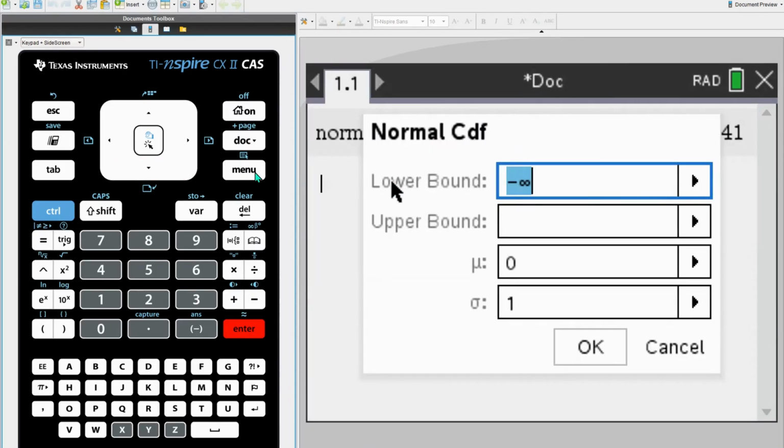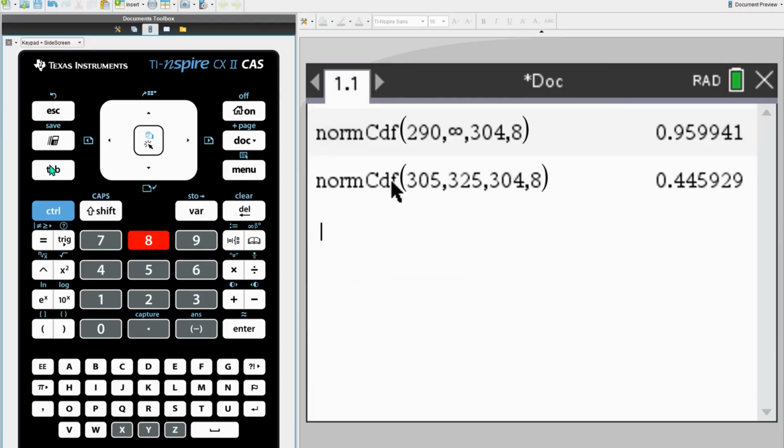In our dialog box, what was our lower bound? The lower bound was 305 yards. The upper bound was 325 yards. Hit tab to go to the next one. Remember 304 and 8. We hit enter and enter again. And there's that answer.